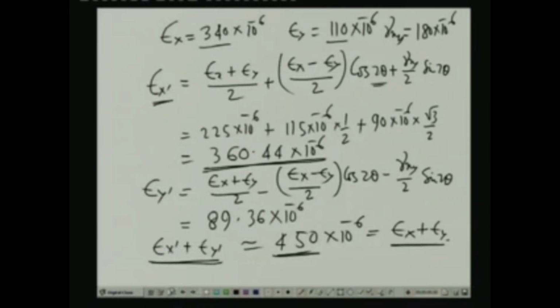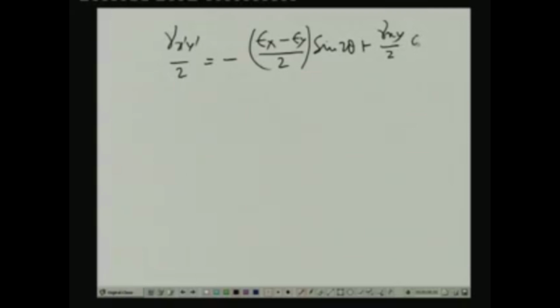Now, the value of gamma x dash y dash by 2 is equals to minus epsilon x minus epsilon y by 2 sin 2 theta plus gamma xy by 2 cos 2 theta, and this is equals to, we will get as, minus 54.6 into 10 to the power minus 6 if we substitute the values, which gives us the value of gamma x dash y dash as twice of this, which is equals to 109.2 into 10 to the power minus 6, and this is negative.